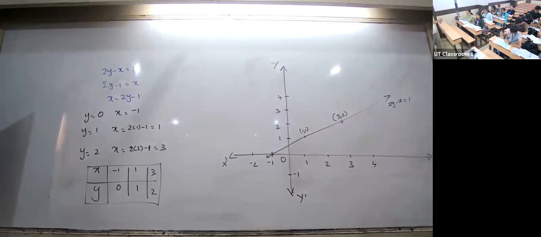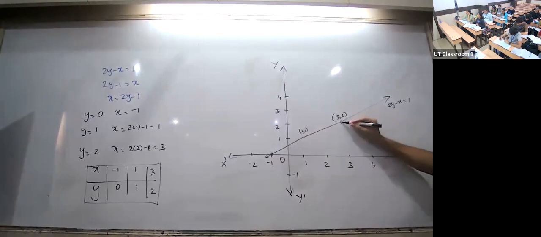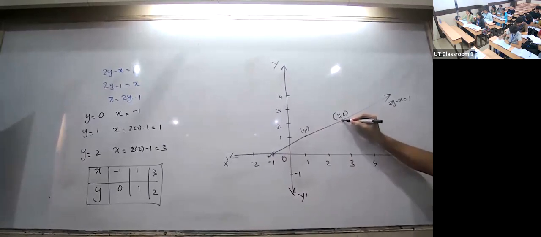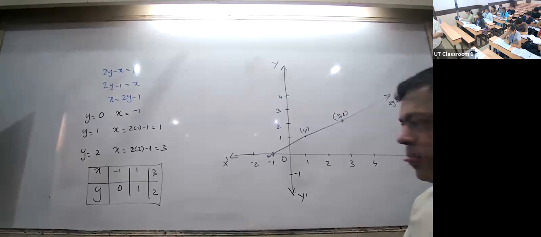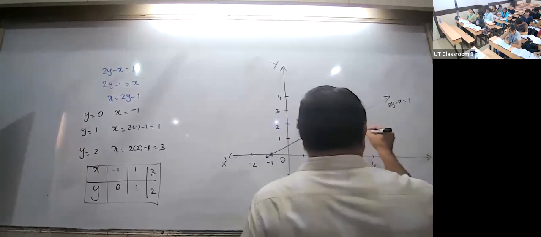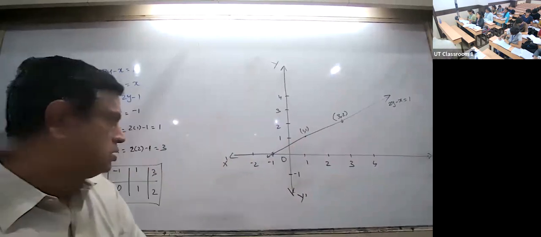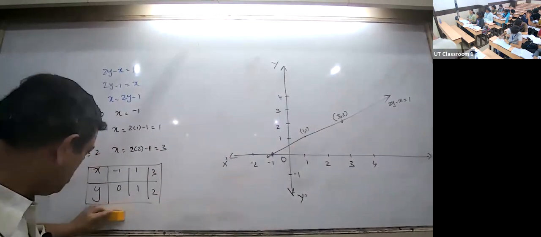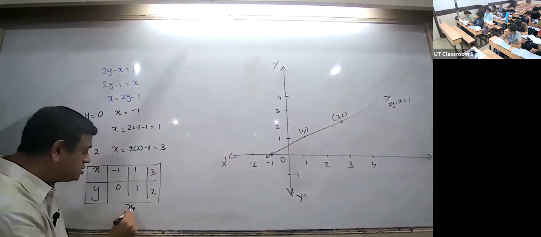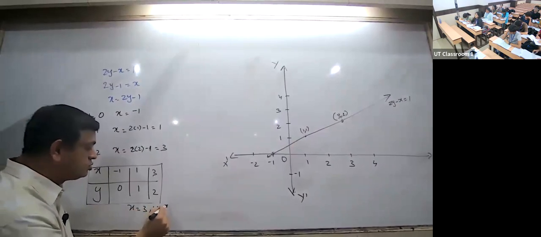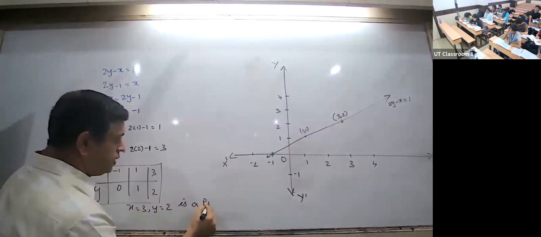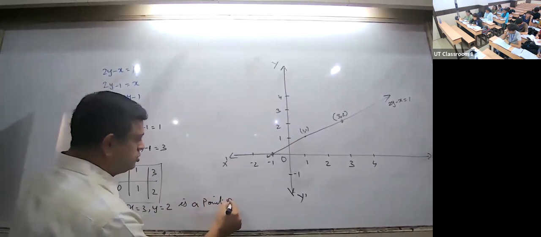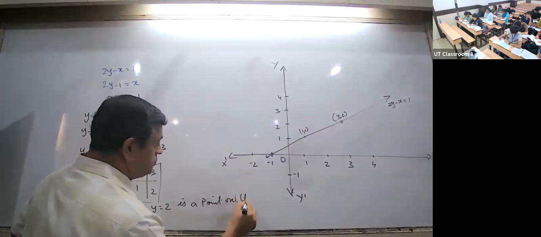X is equal to 3, y equal to 2. So mark on the graph. Is x equal to 3, y equal to 2 a point on the line? No. So then what is the answer you have to write? Write down. Marking is already done. If it is not there in the graph, you have to mark. After that, below the table, write: x is equal to 3, comma y equal to 2 is a point on the line.